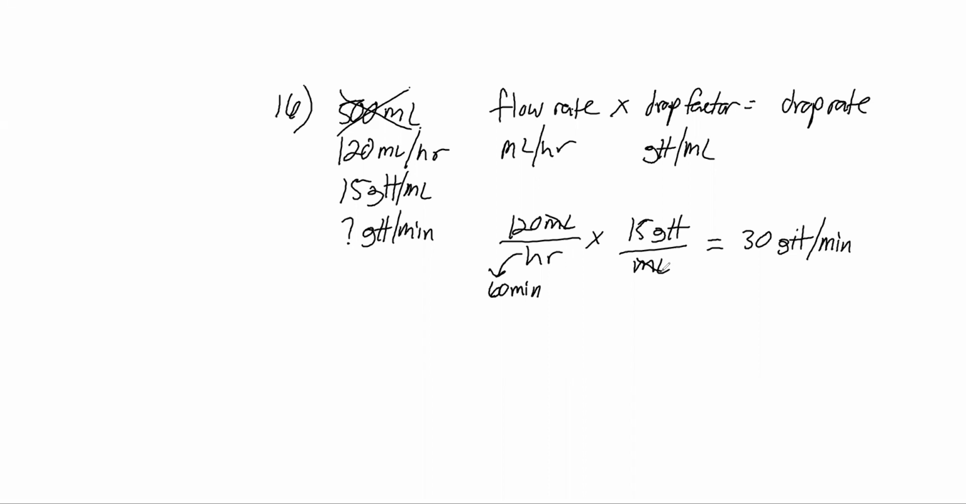Any other questions? Number 22 for me. Okay, and you just got to tell me what 22 says. Okay, so it is IV heparin to infuse at 750 units an hour. The solution strength is 25,000 units in 1 liter of D5W. Calculate the flow rate in ml.